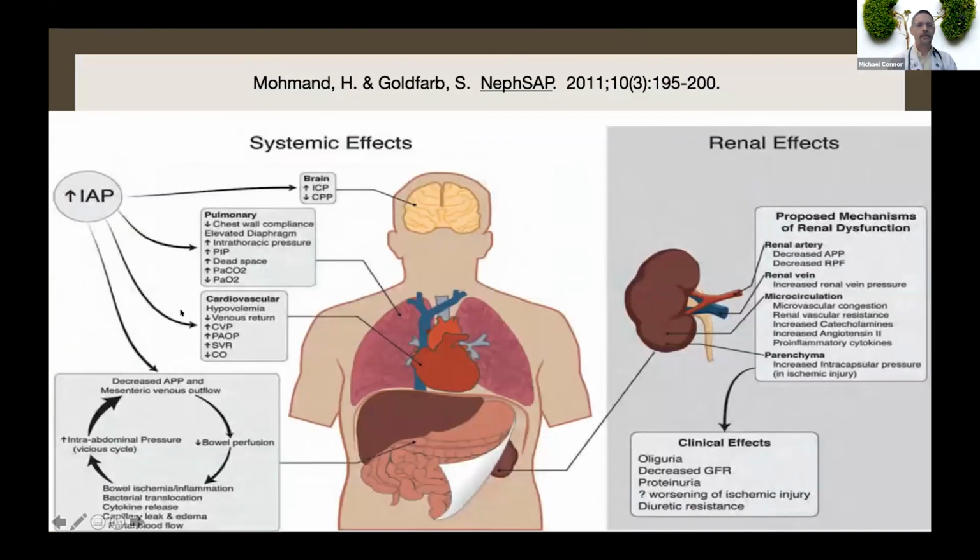And a raised intra-abdominal pressure can have a wide-ranging impact. It can impact the gut, leading to increased translocation of bacteria and SIRS. You affect your heart, you affect your lungs, and you strongly affect your kidneys, with oliguria, decreased GFR, proteinuria, diuretic resistance. Does this sound like any of your patients that you have in the ICU?